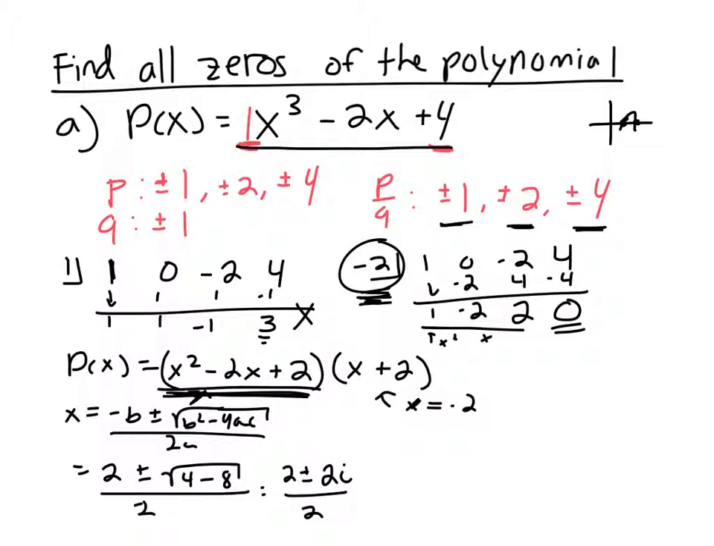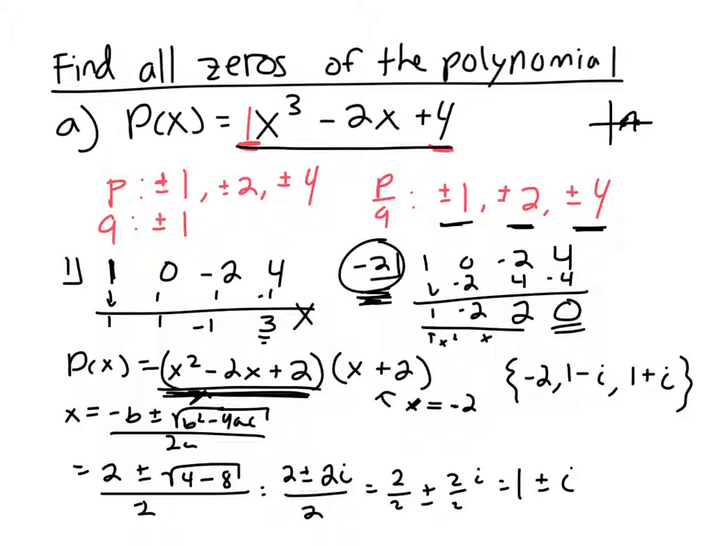So let's see. Now I can break this up. So I have 2 over 2 plus or minus 2i over 2. So that would be 1 plus or minus i. Alright, so what's my answer now? What are all of my zeros? So let's write my set. I have negative 2, I have 1 minus i, and I have 1 plus i.